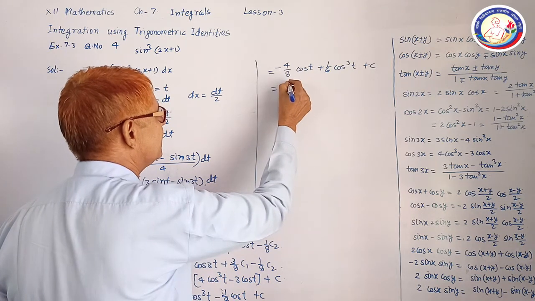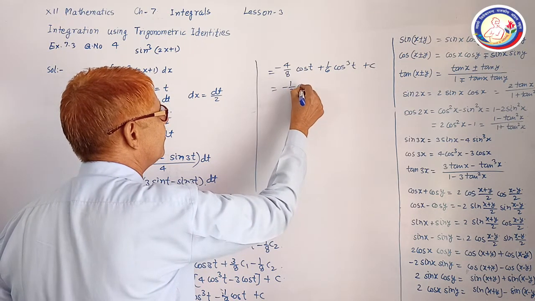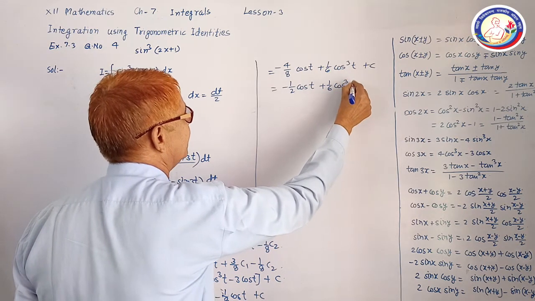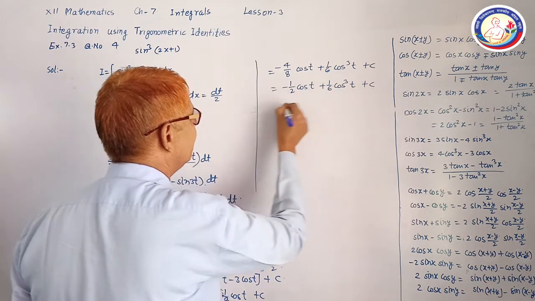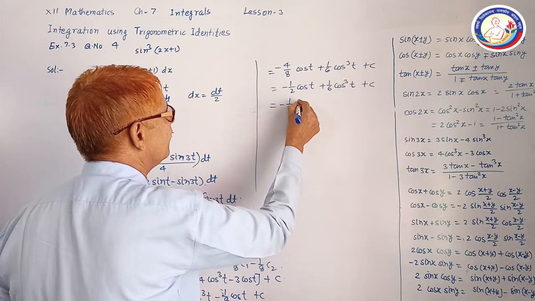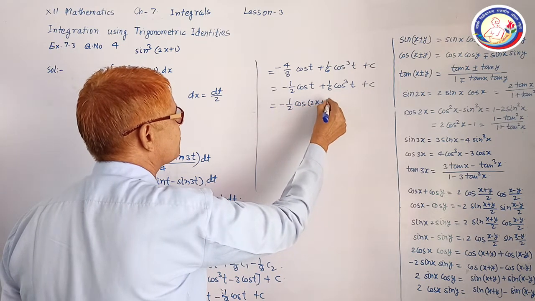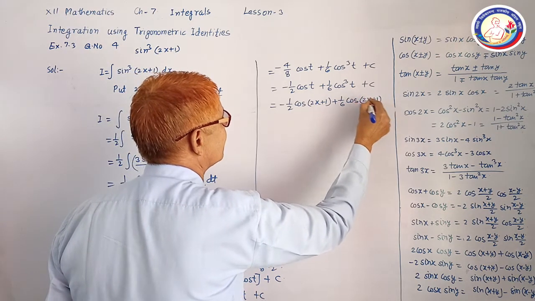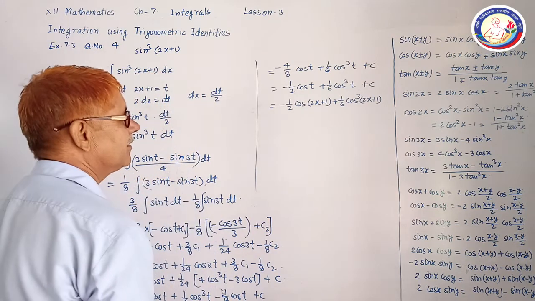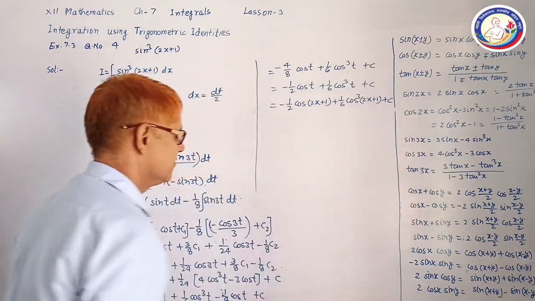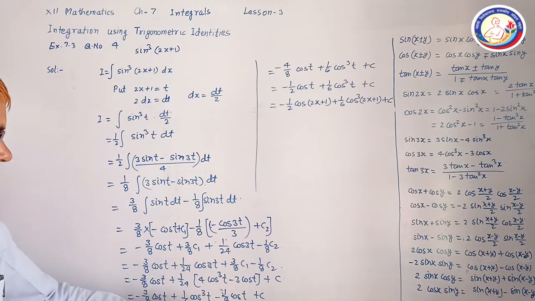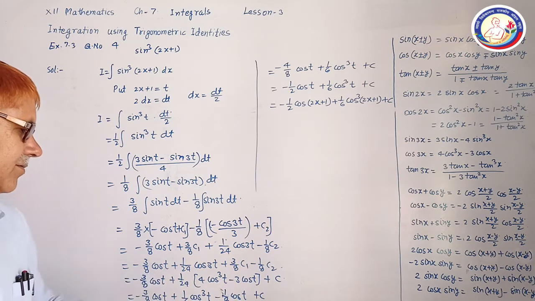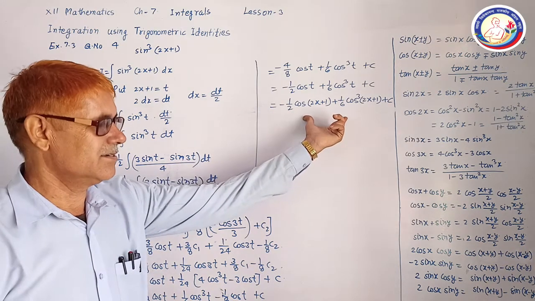So what is this? This is minus 1 by 2 cos t and plus 1 by 6 cos cube t plus c. Put here the value of t, you will get the answer minus 1 by 2 cos of 2x plus 1 plus 1 by 6 cos cube of 2x plus 1 plus c. So to get the answer, we have to put the value of cos 3t in terms of cos cube and cos. This is the answer.